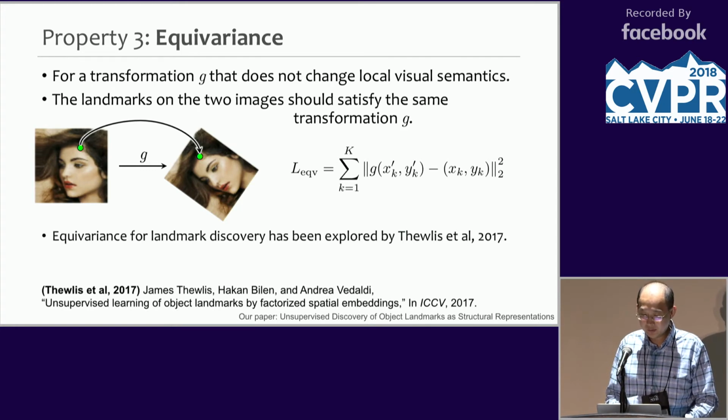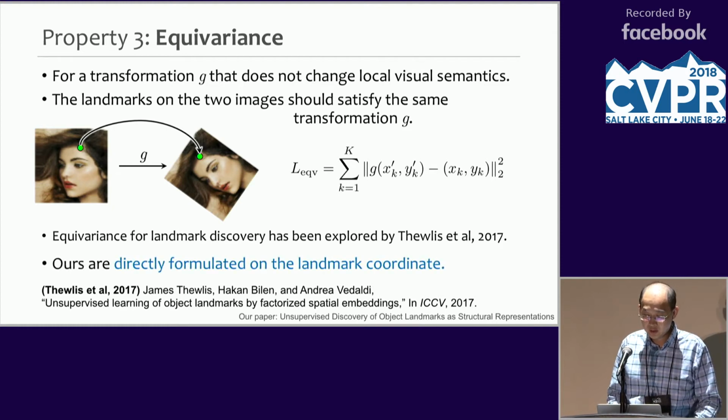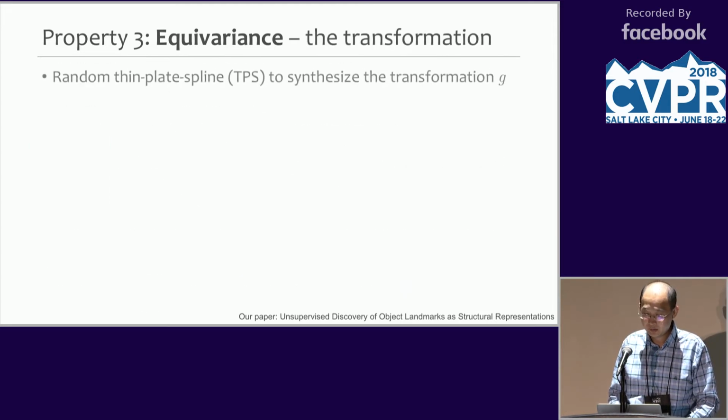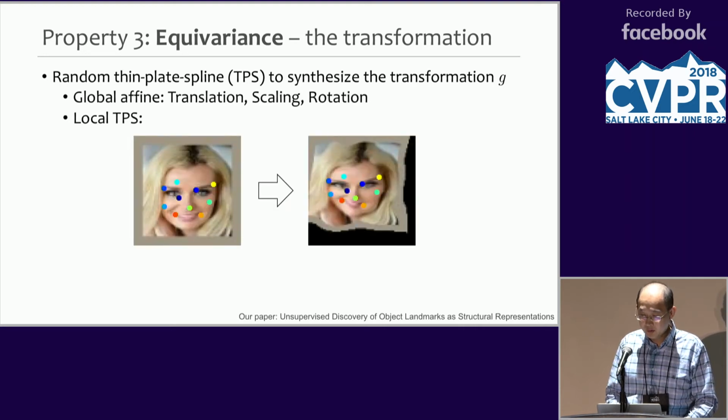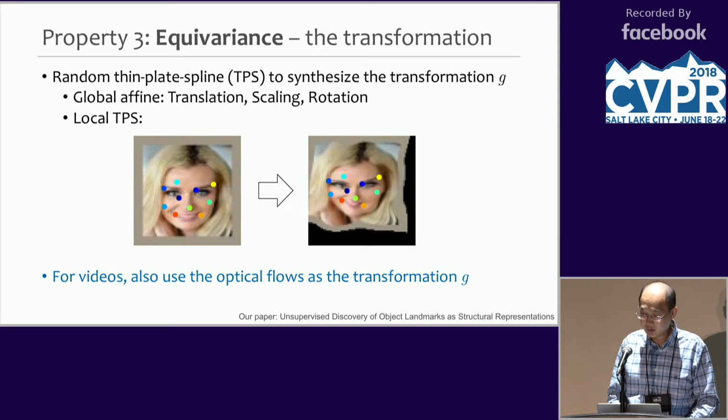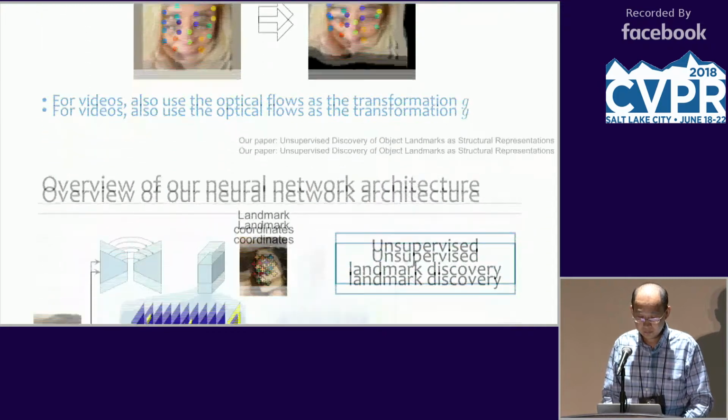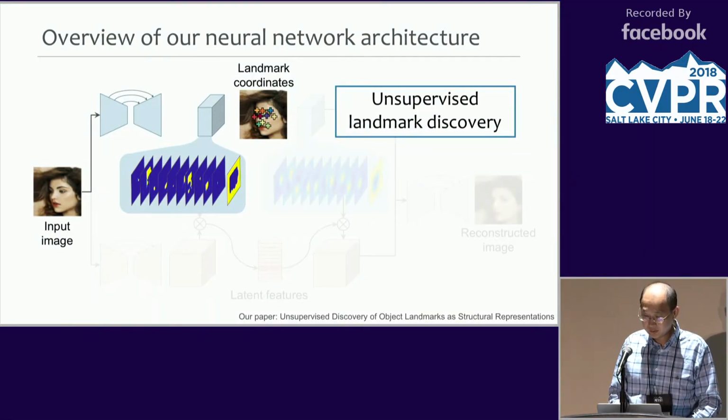Singh et al. used the equivariance for landmark discovery by defining a training objective on the detection heat maps. In contrast, we can apply the above equation directly on the landmark coordinates with the help of our differentiable formulation. Following Singh et al., we use random thin plate spline to simulate the image deformation. When videos are available, we can also compute the optical flows and use them as the transformation during training. With the above unsupervised constraints, our model can discover valid landmarks.